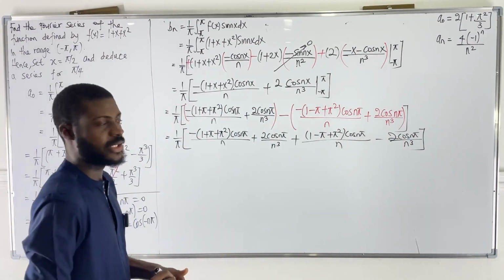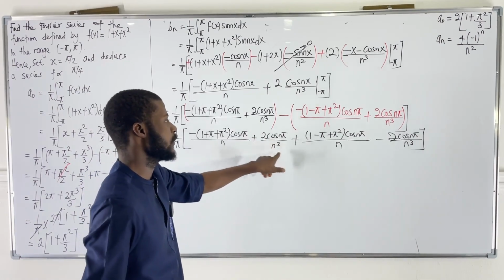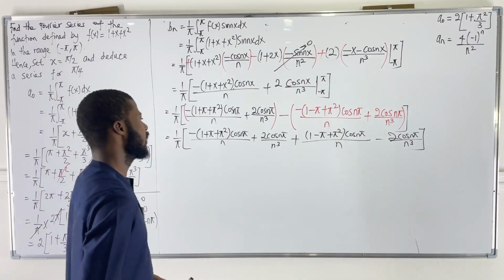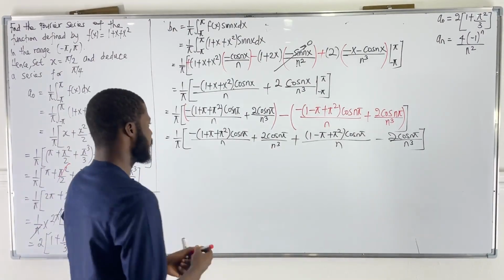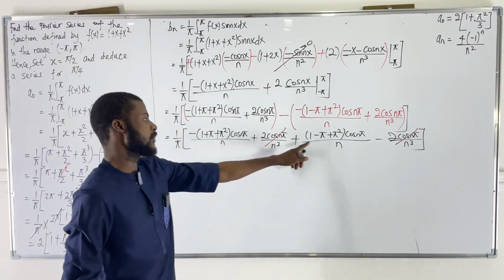Now look at it this way. This is positive 2 cos n pi over n cubed. This is the negative part of it. So they'll both give me 0. They'll both take care of themselves. So these two guys are gone. Now these two are the ones remaining.